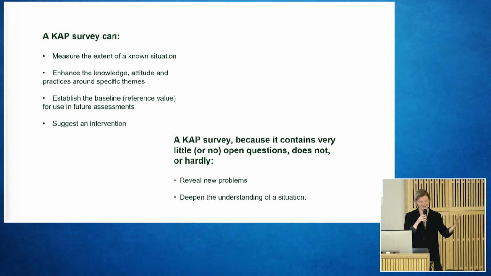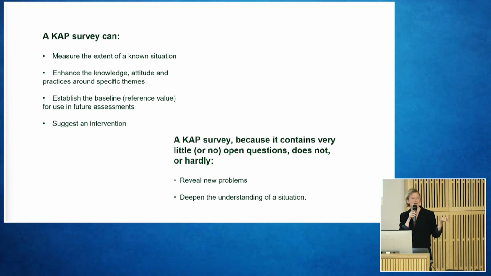Knowledge questions are, what do people know about zoonotic disease transmission, One Health, conservation, zoonotic diseases, whatever your study question is. Attitude questions relate to what do people think or feel about, fill in the blank based on your study question, and behavioral practice questions are about what people do. So a KAP survey is really good at studying the extent of a known situation. So that's different from the qualitative methods that we spoke about previously, right?